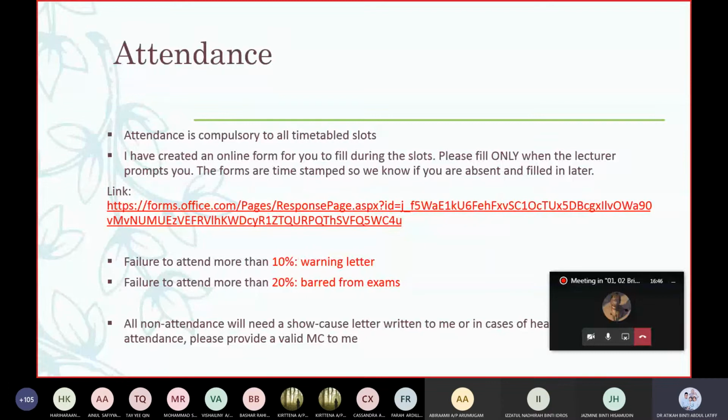So for failure to attend, if the total absenteeism in the course is more than 10% of the slotted time slots, we will give a warning letter. But for failure to attend more than 20%, you cannot sit for your exams and you will have to do the resit exam later. If for example you are not feeling well or you have any other issues, please write a letter to me, or if you are not well, provide an MC, and you can WhatsApp or email me your MC or letter.